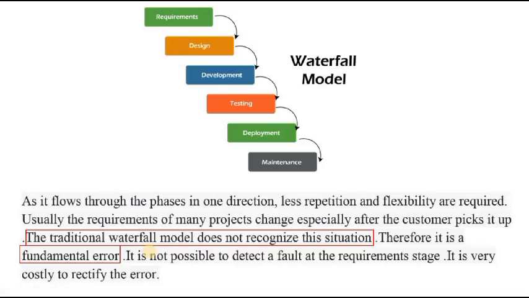It is not possible to detect a fault at the requirement stage, and it is very costly to rectify the error. This way it flows in the same direction. So if an error occurs or the user's requirements change, it will be difficult to rebuild again. It is the main weakness of the waterfall model.